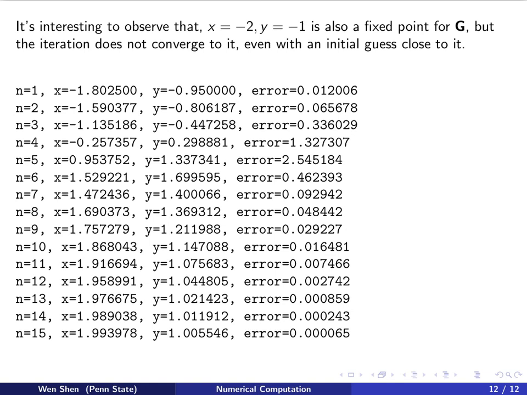Now I leave it to the students. You are encouraged to verify that one of the eigenvalues of the Jacobian matrix evaluated at the point x negative 2, y negative 1 has absolute value strictly bigger than 1. And that means that G is not contractive at that fixed point. And second, I also challenge you to come up with a different fixed point iteration that would make it converge to this fixed point. Give it a try.